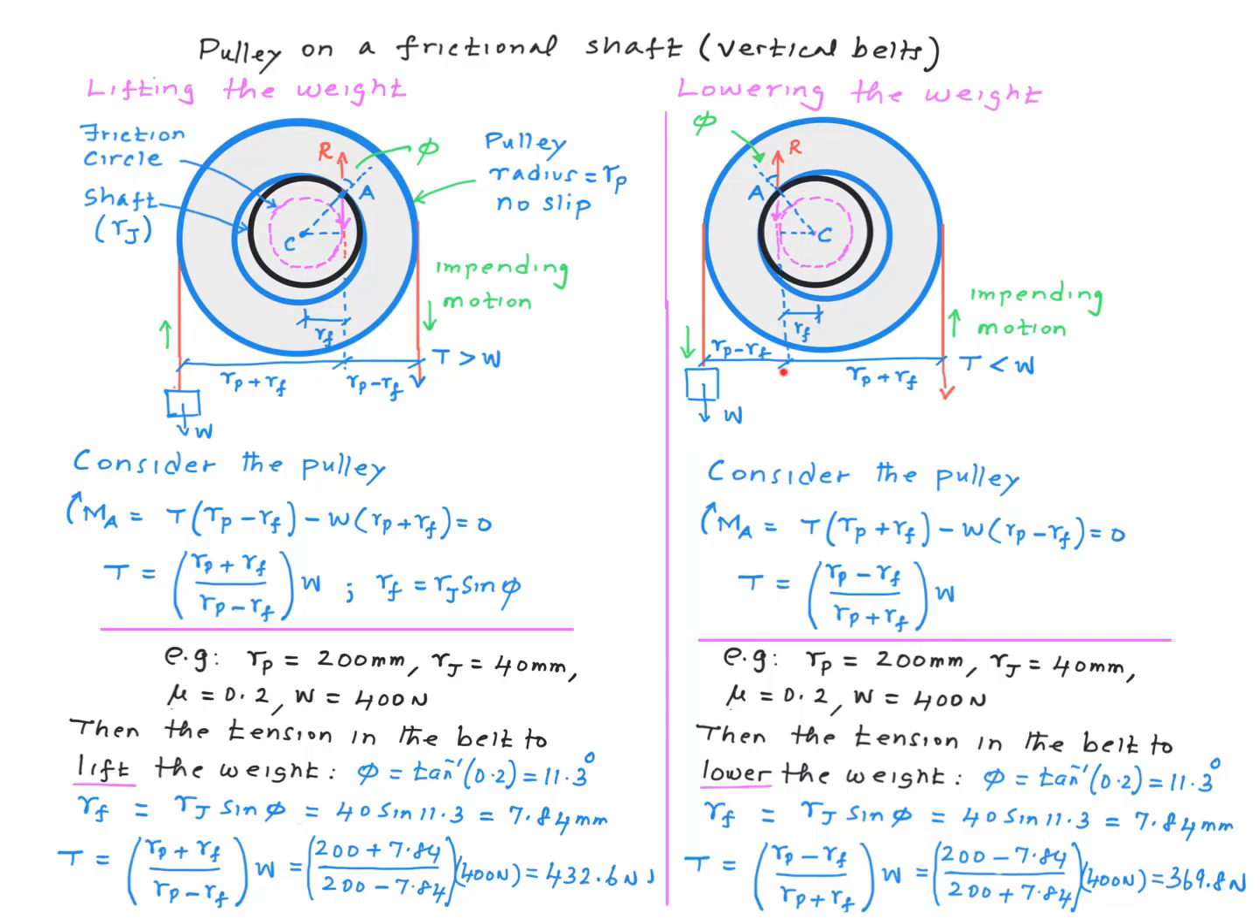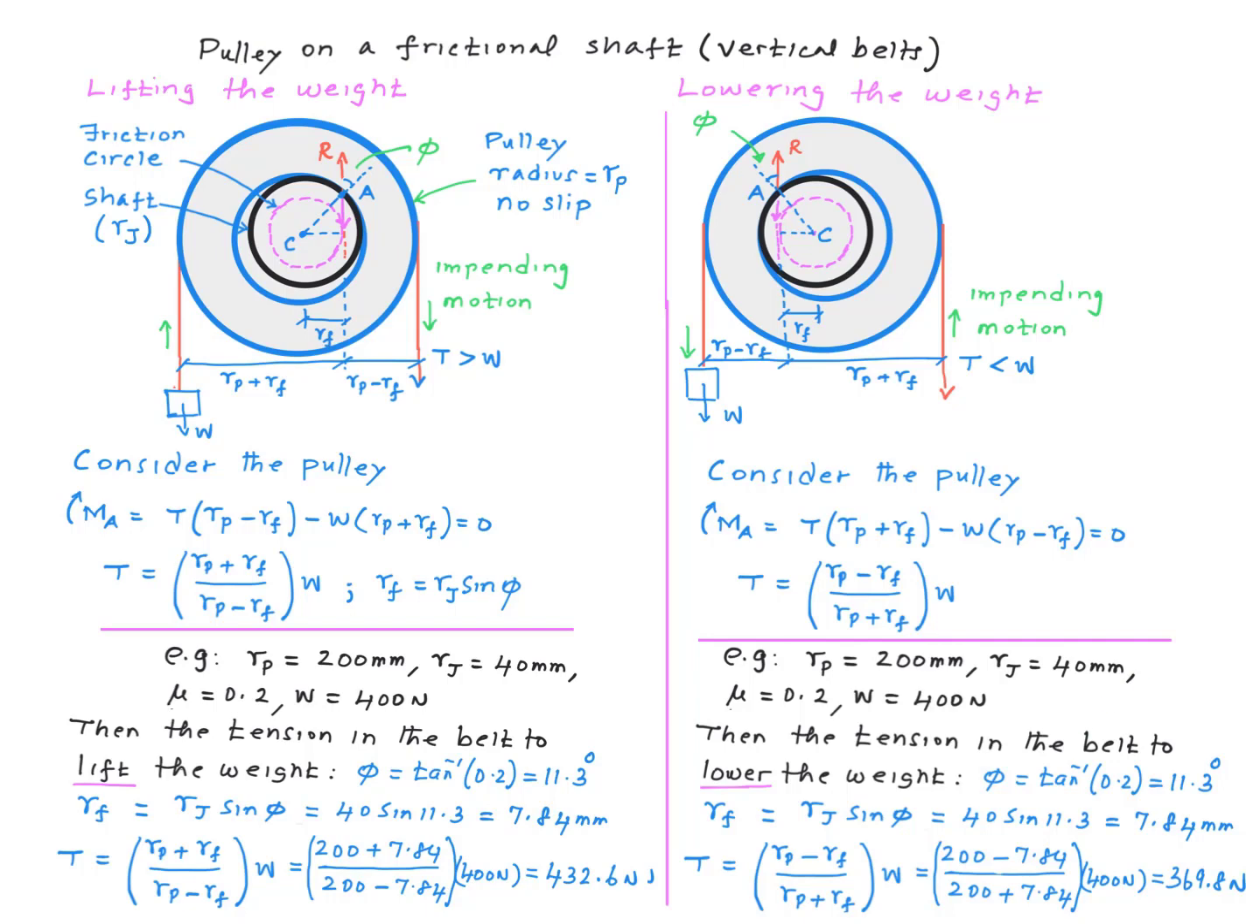We will still employ the concept of the friction circle. The moment equation written for the forces acting on the pulley about point A leads to this expression for the tension. If you compare this expression with this one right here, you see that this is the reciprocal of this.